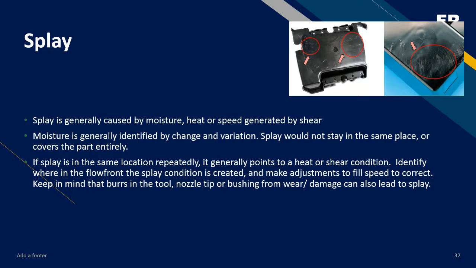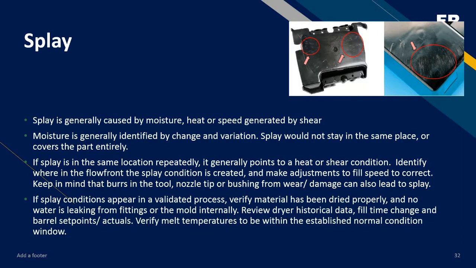Keep in mind that burrs in the tool, nozzle tip, or bushing from wear damage can also lead to splay. If splay conditions appear in a validated process, you're going to want to verify that the material has been dried properly and no water is leaking from fittings or the mold internally. You're going to want to review dryer historical data, fill time changes, and barrel set points and actuals. You're also going to want to verify that the melt temperatures are within the established normal condition window.